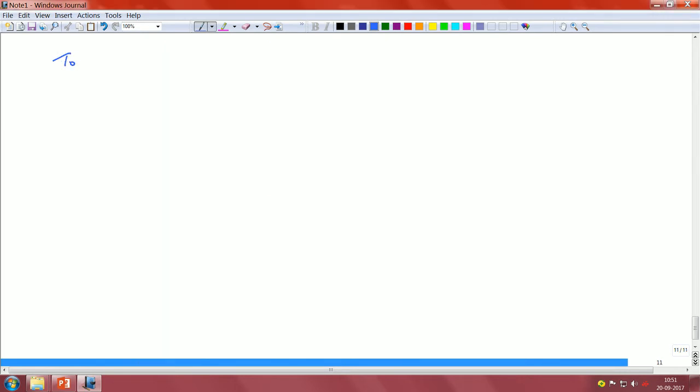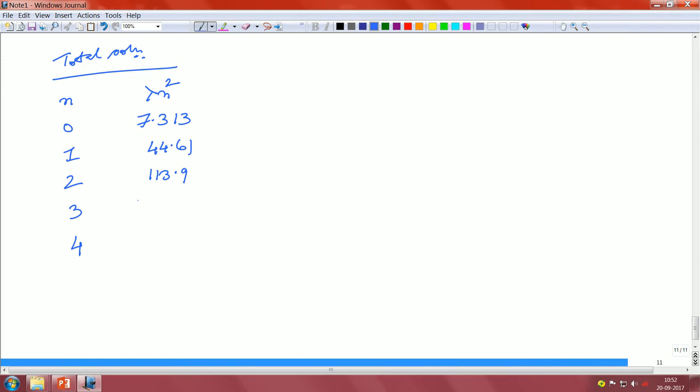So, the total solution: n is 0, 1, 2, 3, 4, then lambda n square is 7.313, 44.61, 113.9, 215.2, 348.6. The capital Gn values which we already established are these.